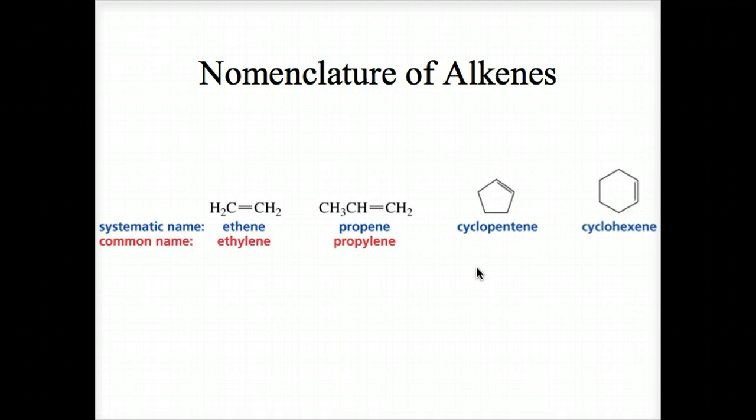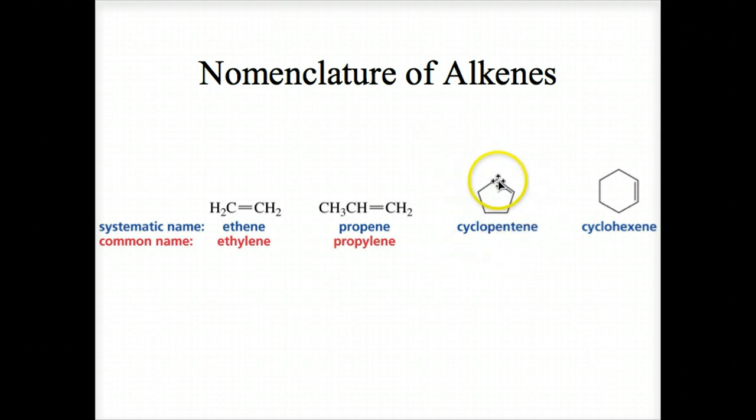Now let's look at some nomenclature of alkenes. The suffix of the double bond functional group is ene. The IUPAC, or systematic name of an alkene, is obtained by replacing the ane ending of the alkane name with the same number of carbons with the ene suffix. So you can see the systematic name, ethene, and as we mentioned earlier, the common name is ethylene. For this 3-carbon alkene, it's propene. Common name is propylene. You should know both of these common names.